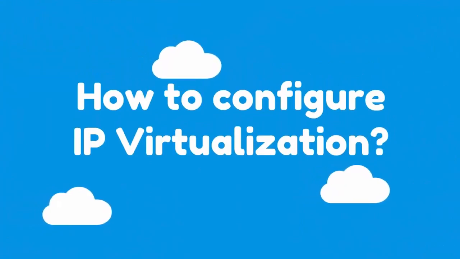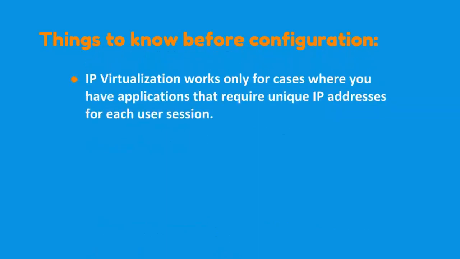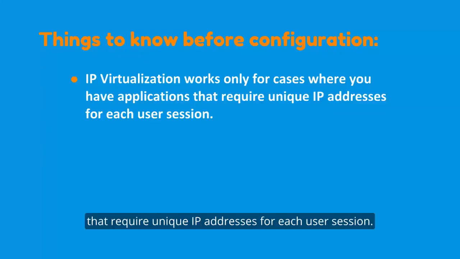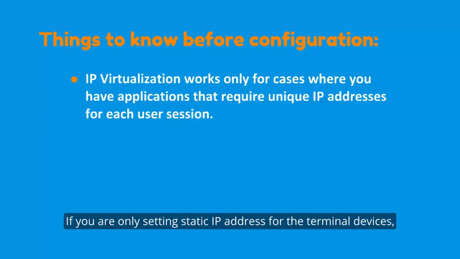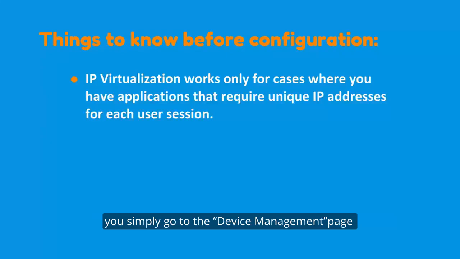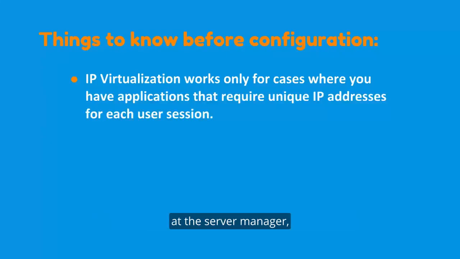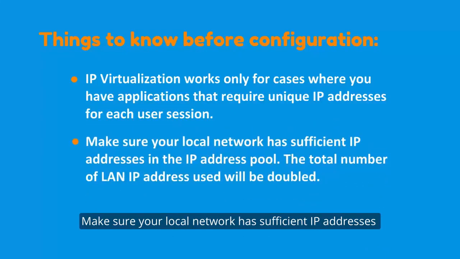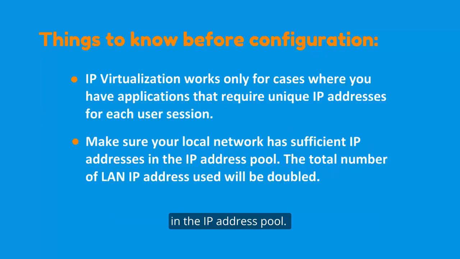How to configure IP virtualization? Things to know before configuration. IP virtualization works only for cases where you have applications that require unique IP addresses for each user session. If you are only setting static IP addresses for the terminal devices, you simply go to the device management page at the server manager and right-click the selected devices to enter the network interface. Make sure your local network has sufficient IP addresses in the IP address pool.